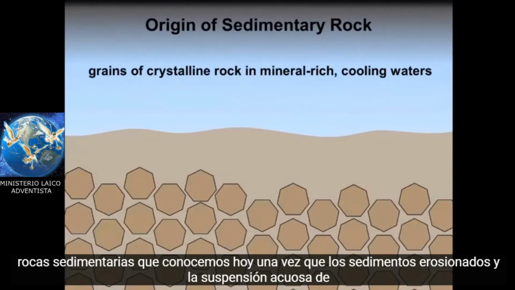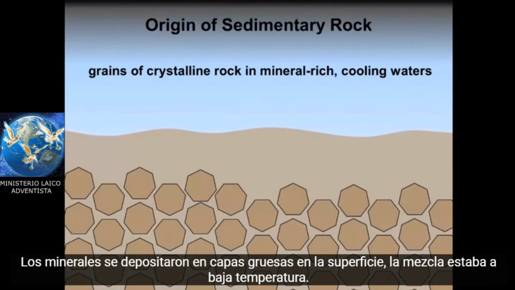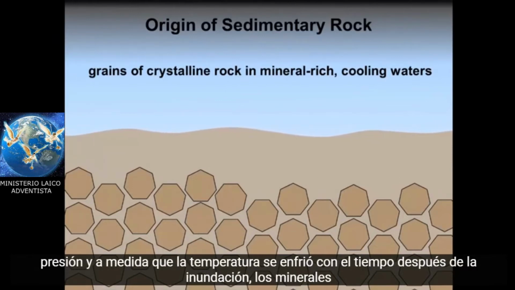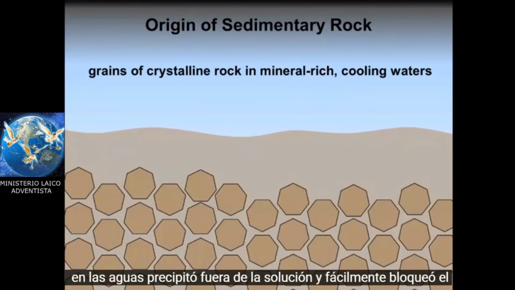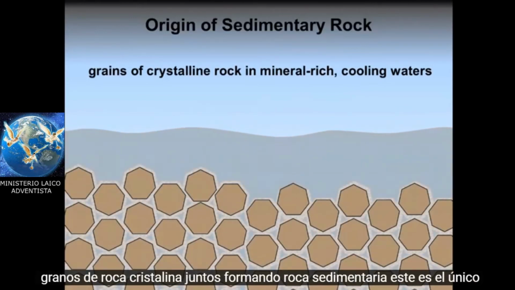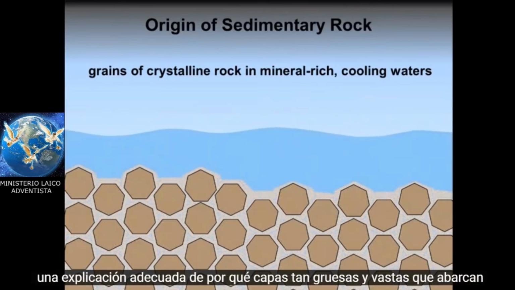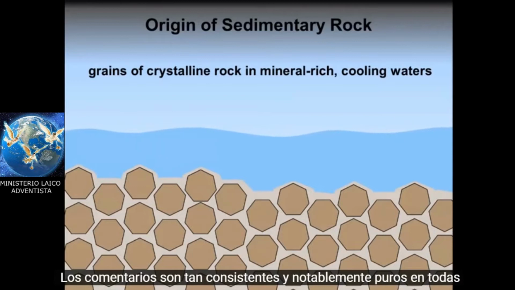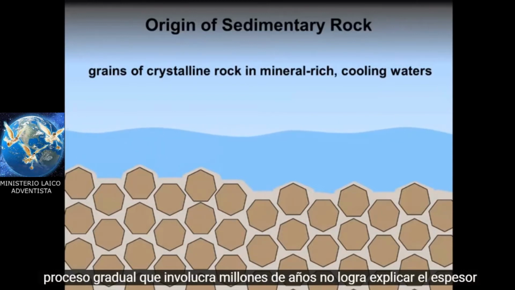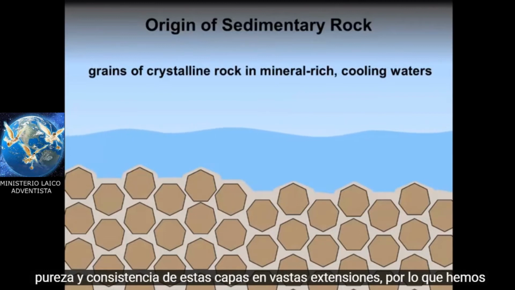Once the eroded sediments and watery slurry of minerals was deposited in thick layers on the surface, the mixture was at low pressure, and as the temperature cooled, over time, after the flood, the minerals in the waters precipitated out of solution and readily locked the crystalline rock grains together, forming sedimentary rock. This is the only explanation which provides adequate reason for why such thick, vast layers spanning continents are found to be so consistent and remarkably pure throughout. All gradual processes involving millions of years fail to explain the thickness, purity, and consistency of these layers over vast expanses.